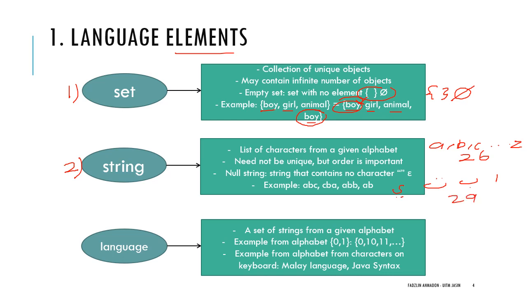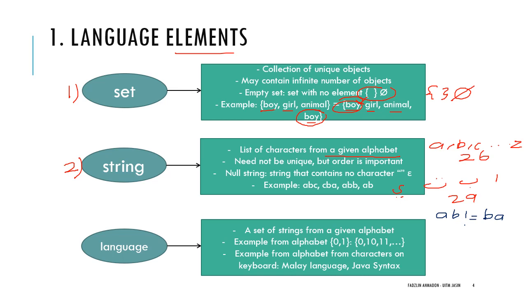String is a list of characters from a given alphabet. A string doesn't have to be unique. For example, two strings can have the same alphabets in it. However, order is important in string. So let me give an example. This string AAB and this string BA both have the letters A and B inside of it, but they are not the same strings since order is important in string.